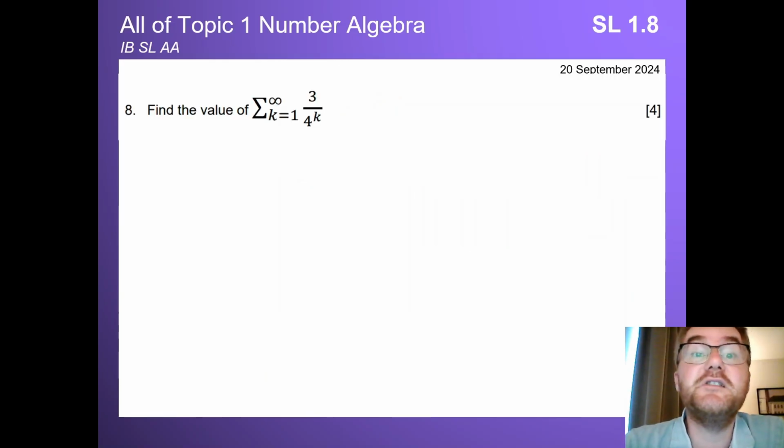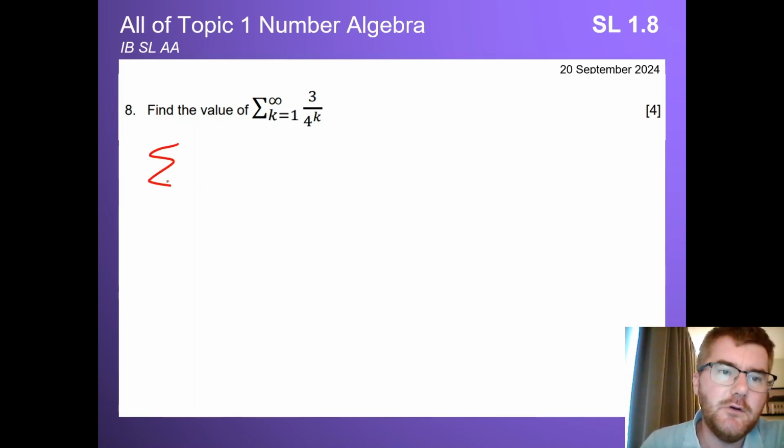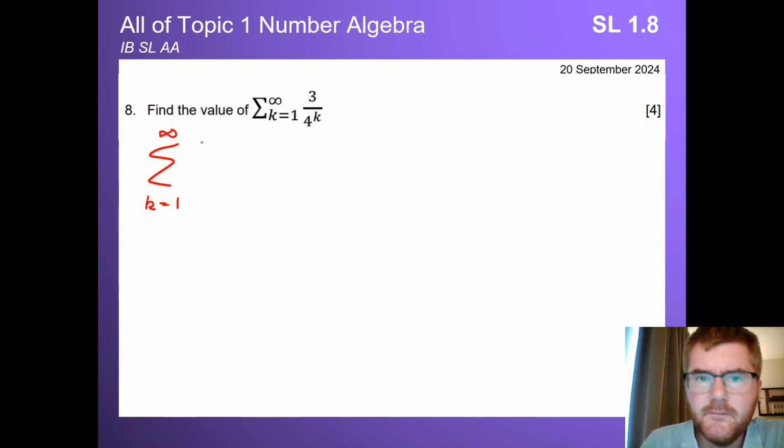So I did promise you some sigma notation and it is here. So we need to find this value. If you don't like this notation, I can write this a bit more normally. So we should have (3 over 4) to the power of k.